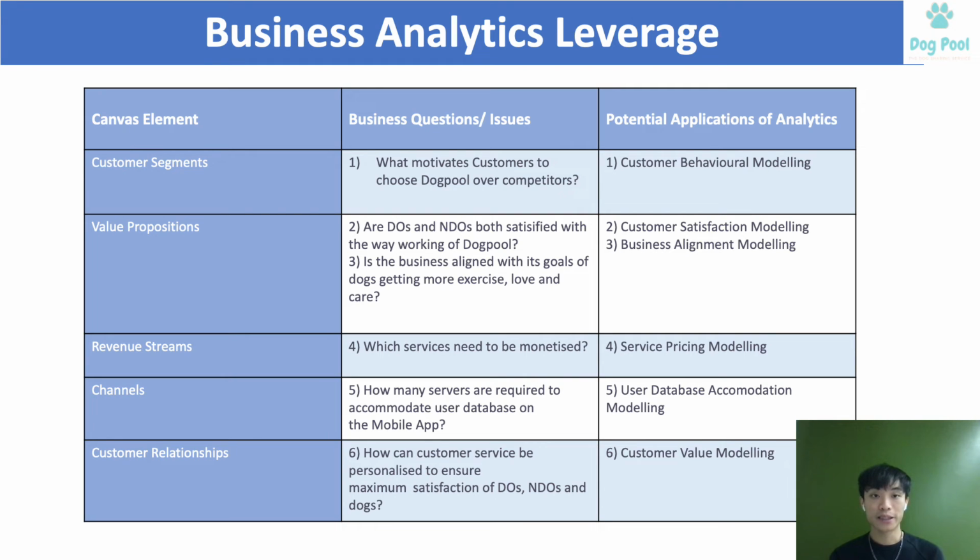Then let's talk about the business analytics leverage. These are all of the opportunities for the firms that we can do the business analytics to solve the problem that we found in the rich picture and the business model canvas. However, according to both of them, the channel will be the main issue and should be analyzed in this stage. Therefore, we will implement the user database accommodation modeling to find out the best number of servers that can benefit Dogpool.